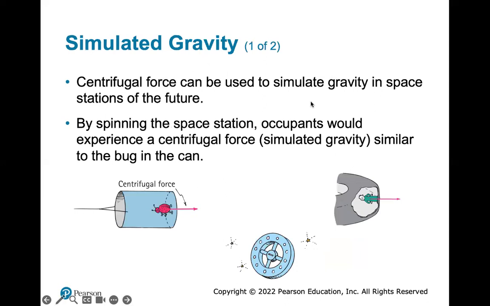Centrifugal force can be used to simulate gravity in space stations of the future. Anybody ever see 2001: A Space Odyssey? They show a guy running around a circular space station. It's spinning fast enough that he feels a sense of gravity. By spinning the space station, occupants would experience a centrifugal force, simulated gravity, similar to the bug in the can. Okay.